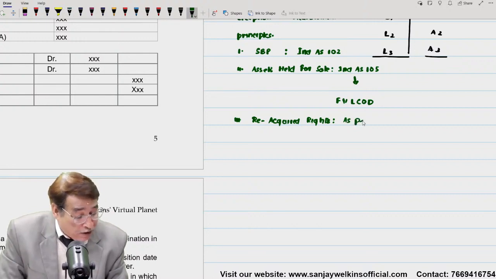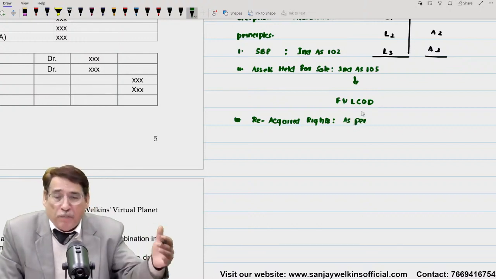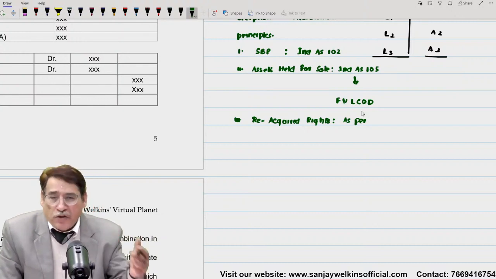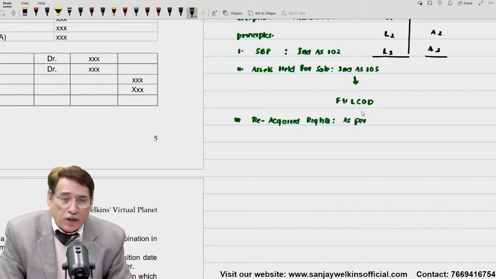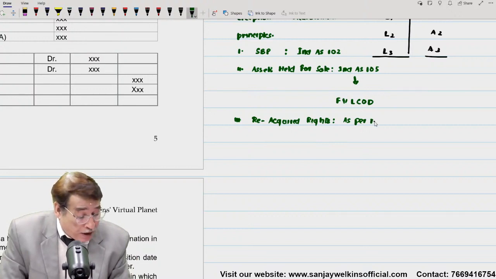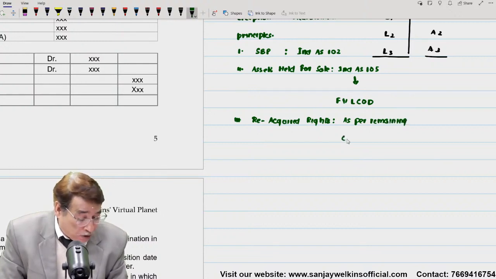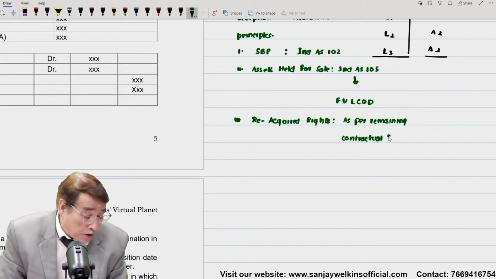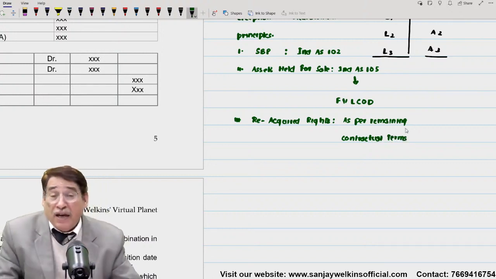As per remaining terms. For example, we had given them this particular brand name or franchise or trademarks to be used for 10 years. And after 4 years, we took control of this particular entity. That means 6 years are still remaining. So as per remaining contractual terms, we will measure them. As per remaining contractual terms, we are going to measure it. So these are known as exception to.